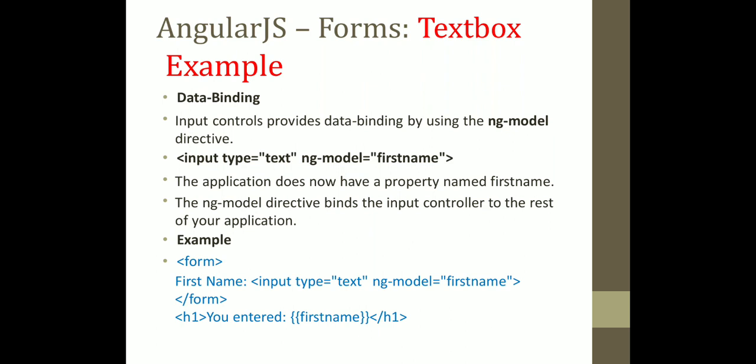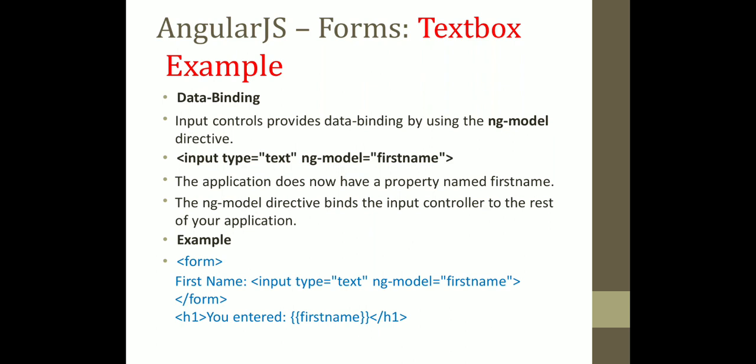The application does now have a property named firstName. Okay, the ng-model is given the property firstName. The ng-model directive binds that input control to the rest of your application. Okay, so this property is now bound to whatever the application has below, throughout.